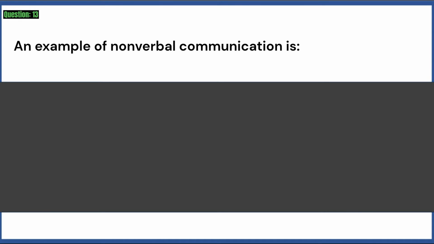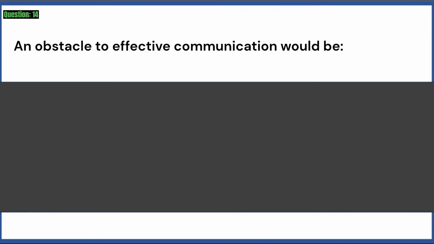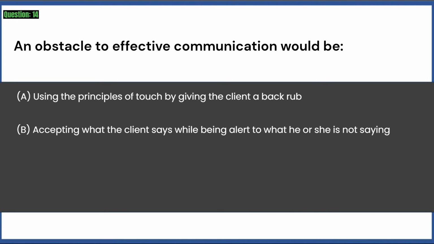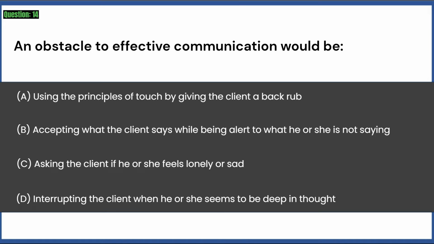An example of nonverbal communication is: A. Speaking. B. Moaning. C. Reading. D. Writing. Answer: B. Moaning. An obstacle to effective communication would be: A. Using the principles of touch by giving the client a back rub. B. Accepting what the client says while being alert to what he or she is not saying. C. Asking the client if he or she feels lonely or sad. D. Interrupting the client when he or she seems to be deep in thought. Answer: D. Interrupting the client when he or she seems to be deep in thought.